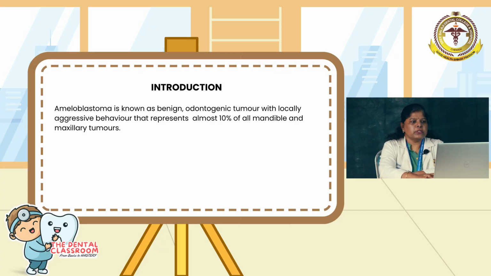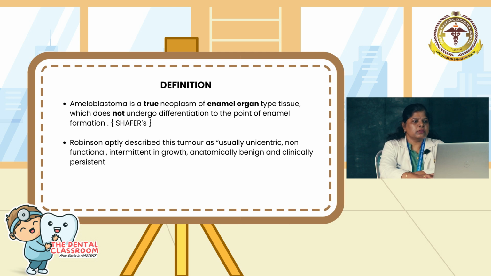Introduction. Ameloblastoma is known as a benign odontogenic tumor with locally aggressive behavior that represents almost 10% of all mandibular and maxillary tumors. Ameloblastoma is usually defined as a true neoplasm of enamel organ type tissue which does not undergo differentiation to the point of enamel formation. Robinson aptly described this tumor as usually unicentric, non-functional, intermittent in growth, anatomically benign and clinically persistent.